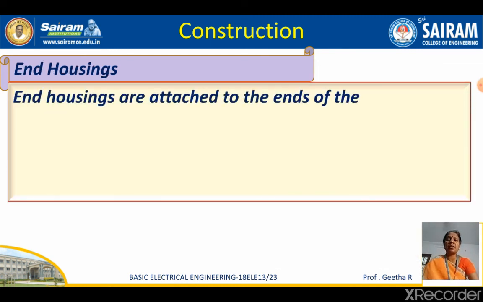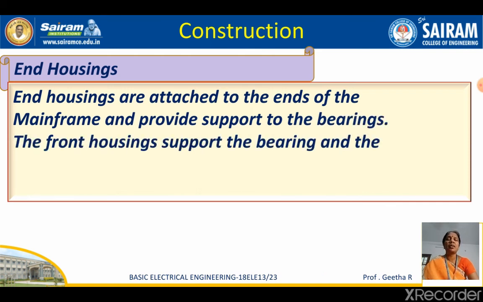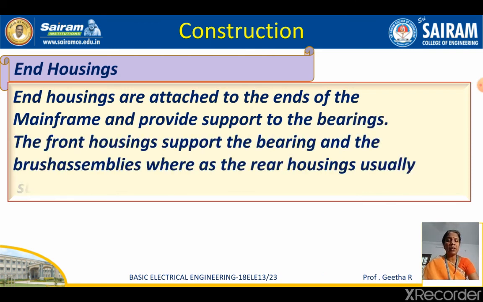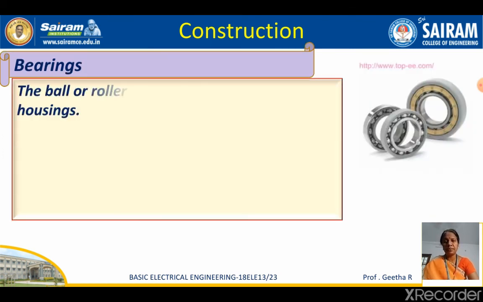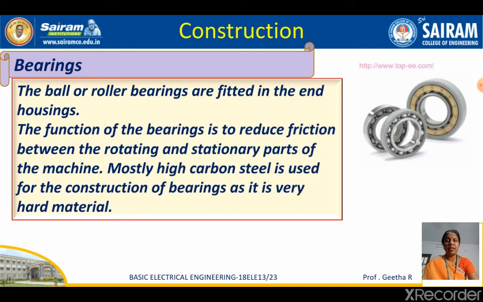End housings. End housings are attached to the ends of the mainframe and they provide the support for the bearings. The front housing supports the bearing and the brush assemblies, whereas the rear housing usually supports the bearings only. Bearings: the ball or roller bearings are fitted in the end housings. The function of the bearings is to reduce the friction between the rotating and stationary parts of the machine. Mostly high carbon steel is used for the construction of the bearings as it is a very hard material.